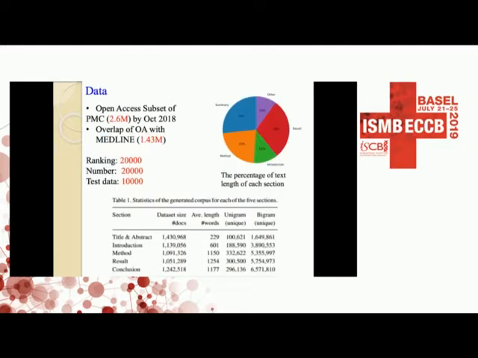Now we can see the result. Actually, we're using all the existing full articles until October 2018 in PMC, and there are more than 1.4 million overlapping with MEDLINE. We're using around 10,000 articles as the testing data.